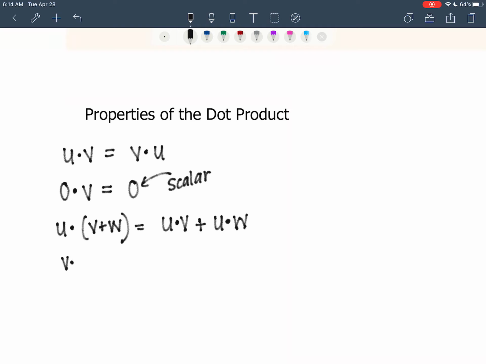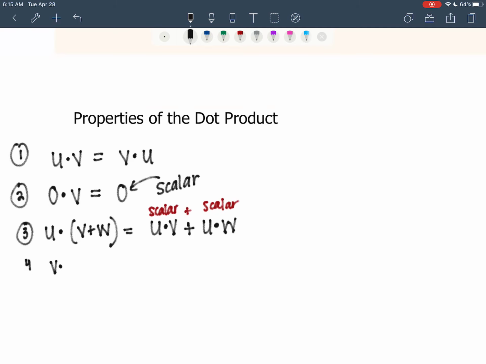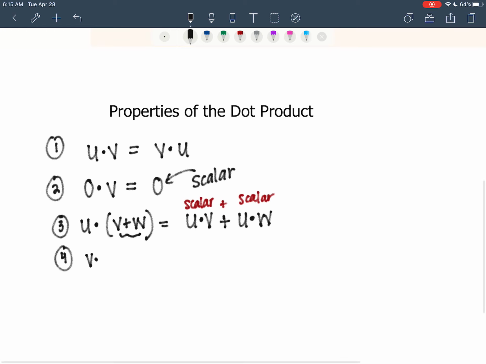In that case, for the third property, you can do the dot product twice and then add the two scalars. So you would have a scalar plus a scalar, which would result in a scalar. You could do it that way, or you could add the two vectors first and then simply do the dot product. If I take a vector and calculate the dot product of the vector with itself, that is equal to the magnitude of the vector squared.